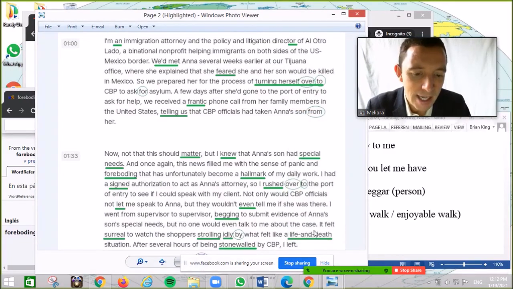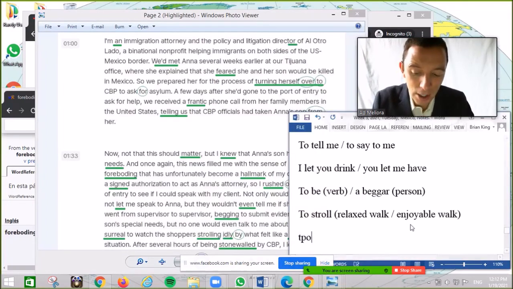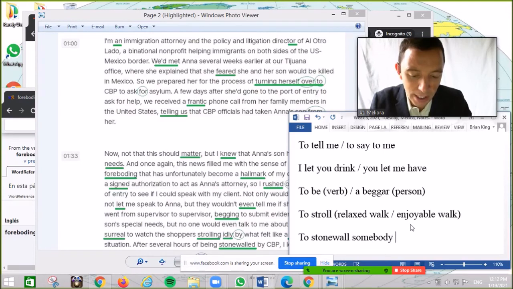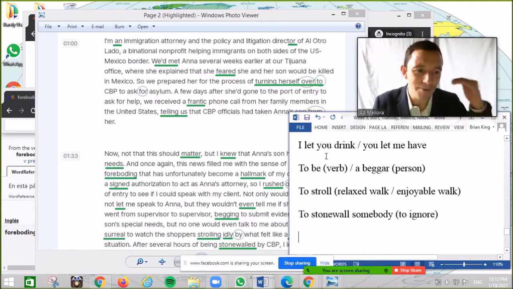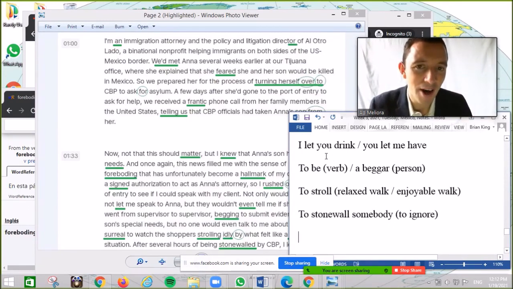Okay, life-and-death is with the hyphen, three words together, it's one word then. And stonewalled is ignore. That's very advanced vocabulary. To stonewall somebody is to ignore. To stonewall somebody is to ignore. Okay, super, excellent vocabulary, very high level, definitely advanced, definitely proficiency maybe as well, so very, very high level.